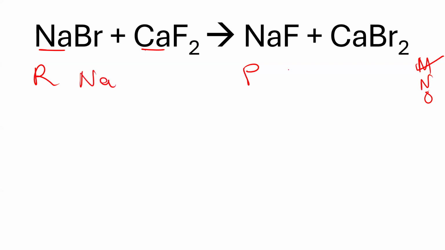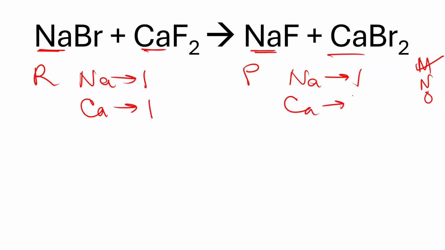Let's start with sodium. For the reactant side, we have 1 sodium atom. And for the product side, we have 1 sodium atom. For calcium, we have 1 in the reactant side and 1 in the product side. Okay? And then we now go to elements or non-metals other than sodium, other than oxygen and hydrogen. That would be bromine and fluorine.